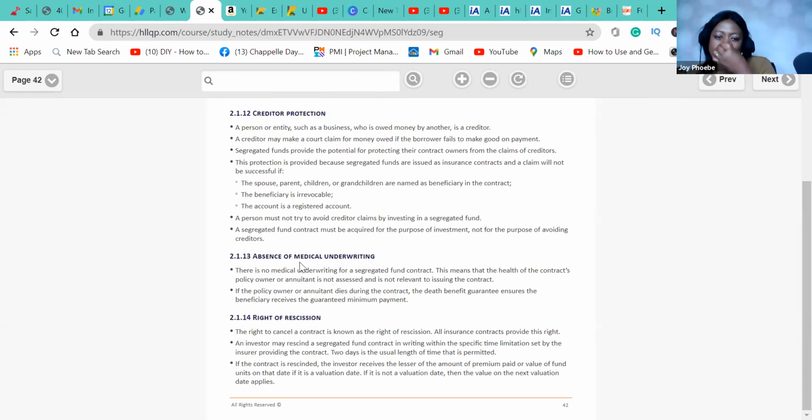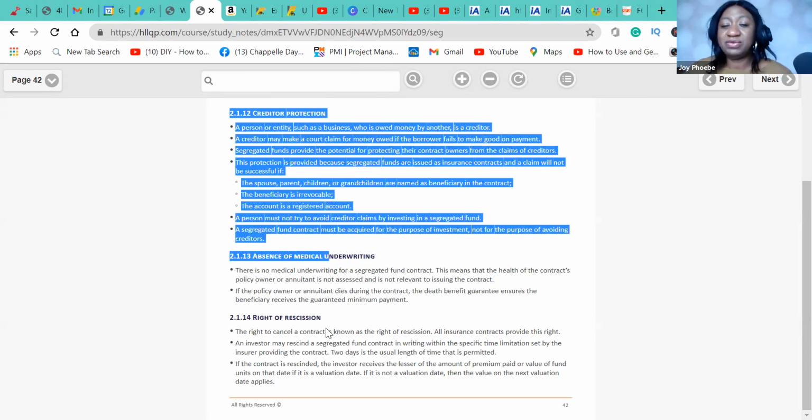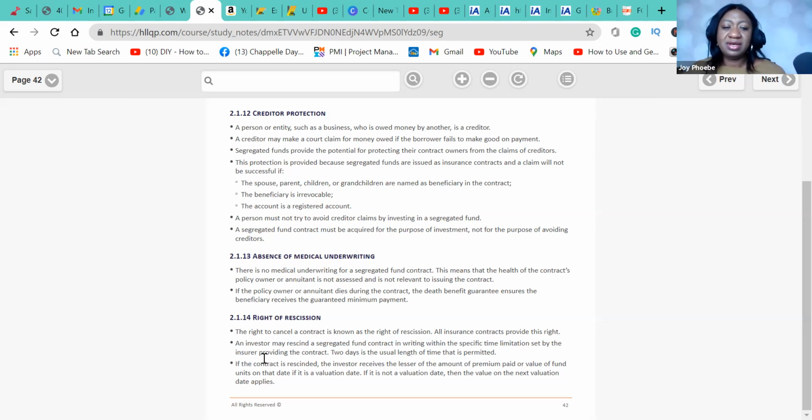Absence of medical underwriting. When you are investing in seg funds, the insurance company doesn't request medical underwriting. Right of rescission: the right to cancel a contract is known as the right of rescission. So all insurance contracts provide this right to investors to rescind segregated fund contracts. Just note that when you rescind your contract, there might be situations where you receive less than what you contributed, because of some chargebacks and all that.